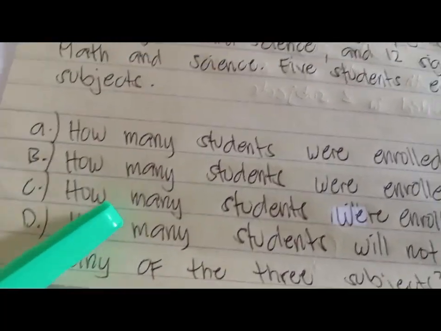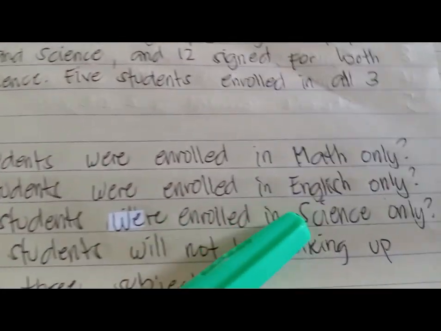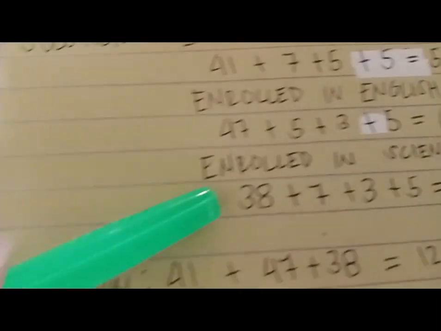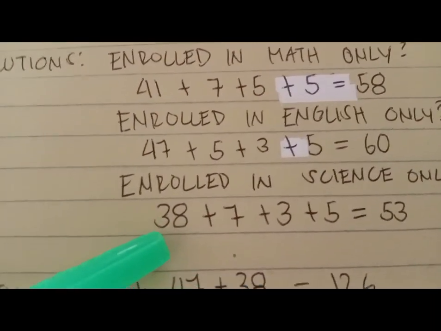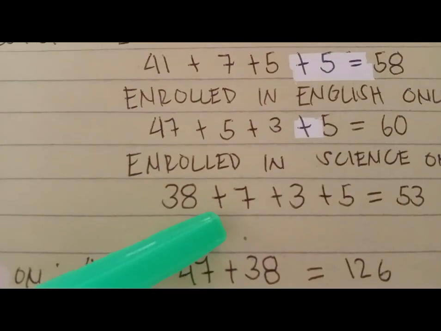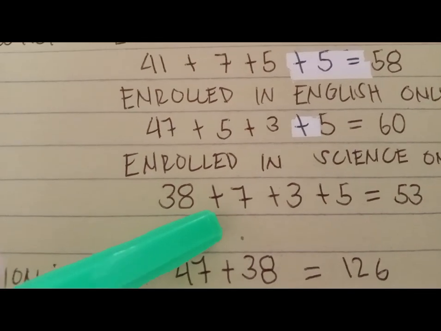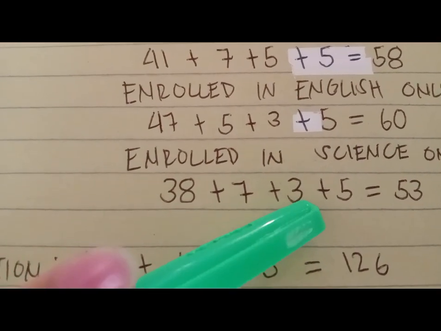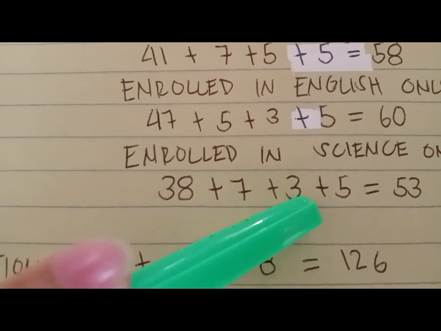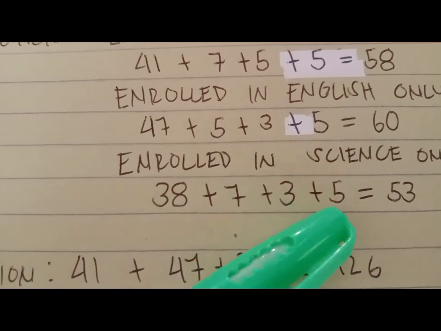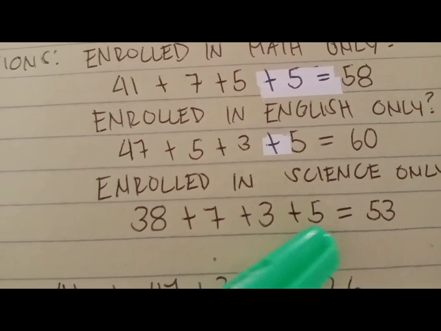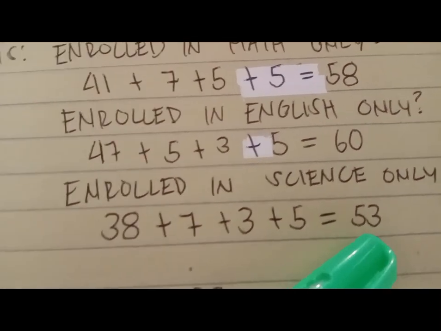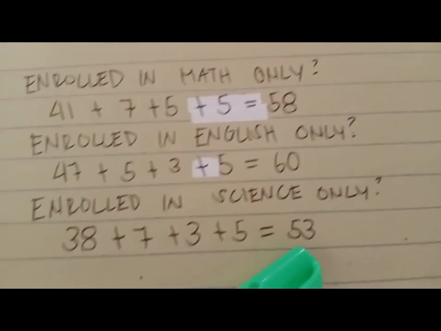Question C, how many students were enrolled in science only? So here is the solution for science. So we have 38 plus 7 for those students signed math and science, plus 3 for those students signed English and science, plus 5 for those students enrolled in all 3 subjects is equal to 53. So that's why we have 53 in science.